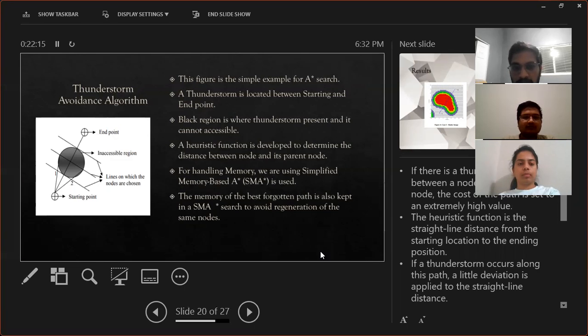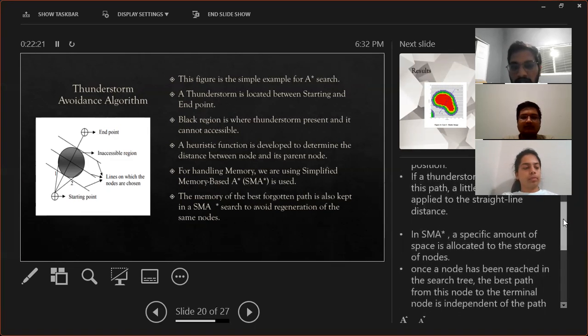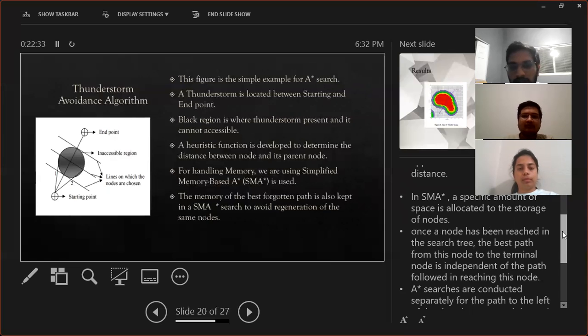It is the straight line distance from the starting location to the ending location. If a thunderstorm occurs along this path, a little deviation is applied to the straight line distance. And for handling all these memory locations, we are using an algorithm called simple memory bounded A star algorithm, that is SMA star. In SMA star, a specific amount of space is allocated to the storage of nodes.